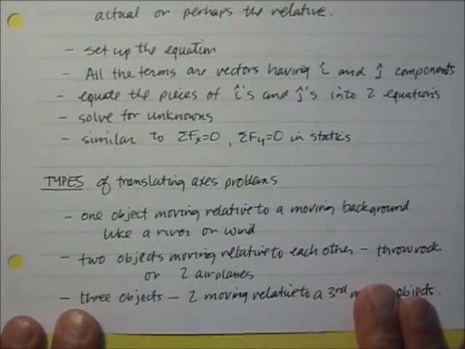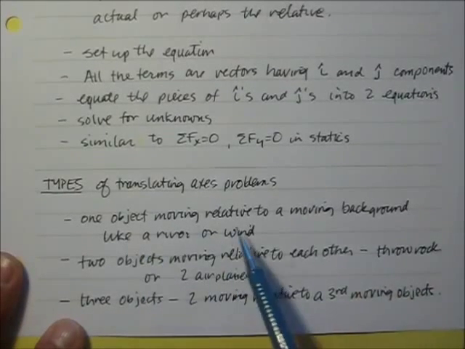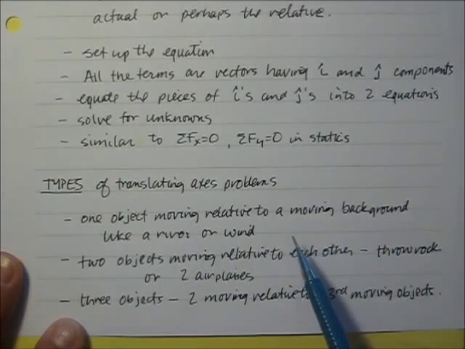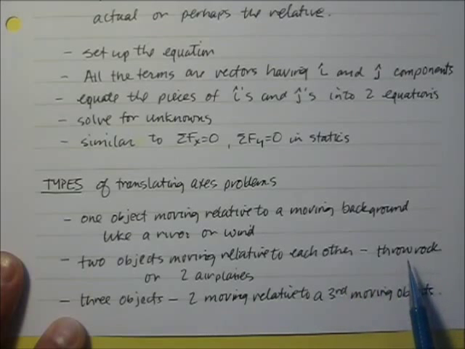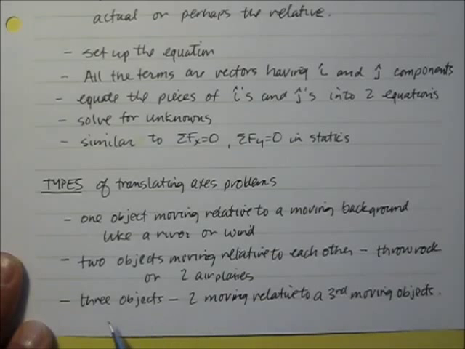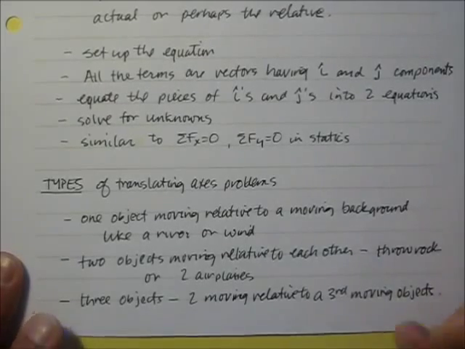A couple of different things we're going to address here: we're going to have one object moving relative to a moving background, like wind or a river, or we could have two objects moving relative to each other, like we just showed with a moving car and a moving ball, or we could have two airplanes moving toward each other, or we could have three objects. We could have two moving objects relative to a third moving object, and we're going to analyze all those.